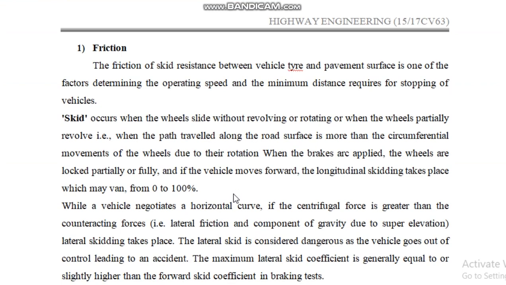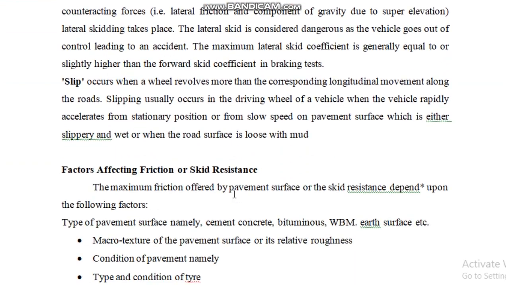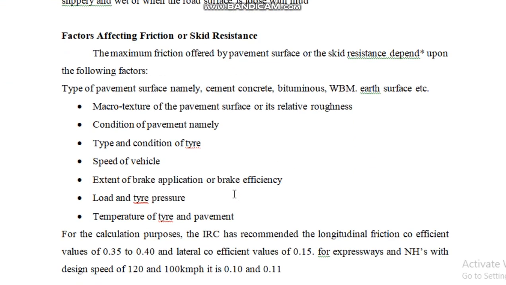If there is a lack of friction, then that vehicle may skid. If there is no friction, definitely it will slip. There are some important factors that influence these frictional elements, which can also be called skid resistance in a technical fashion in highway engineering.